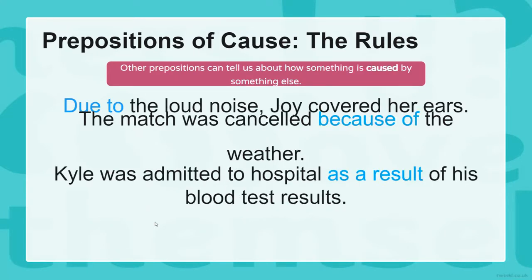So excellent. Here we also have prepositions of cause. Other prepositions can tell us how something is caused by something else. So, due to the loud noise, Joy covered her ears. The match was cancelled because of the weather. Carl was admitted to hospital as a result of his blood test results. Can you use due to, because of, and as a result in a sentence now? Please pause this and have a go.